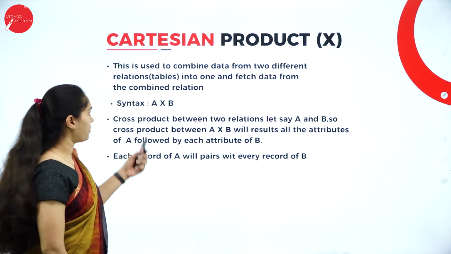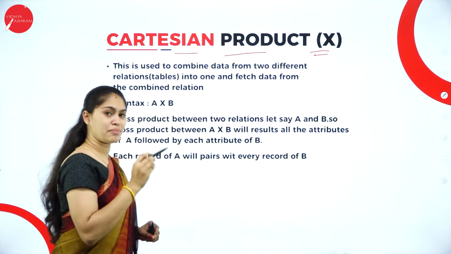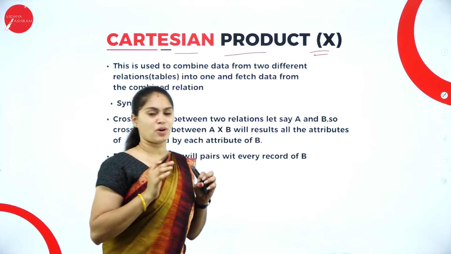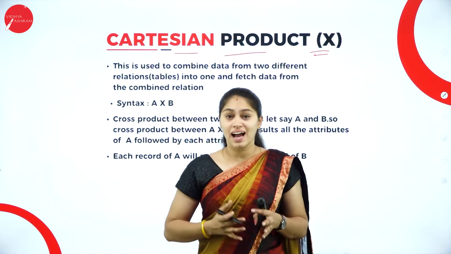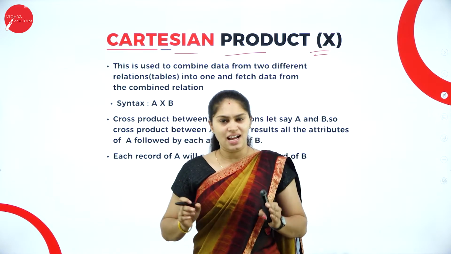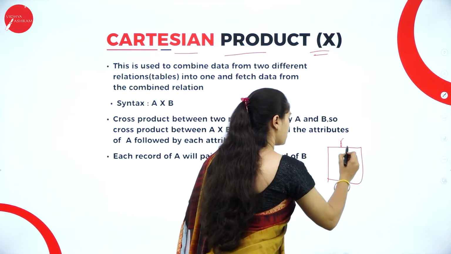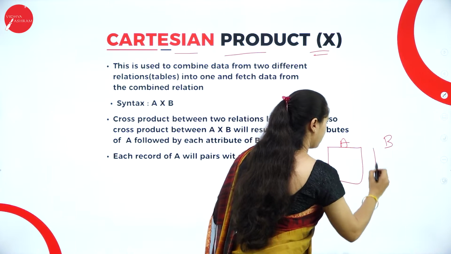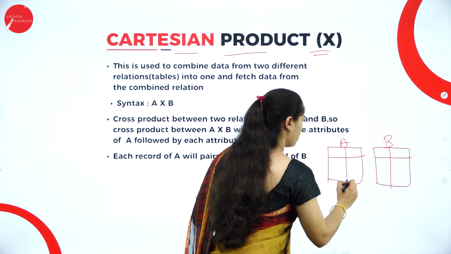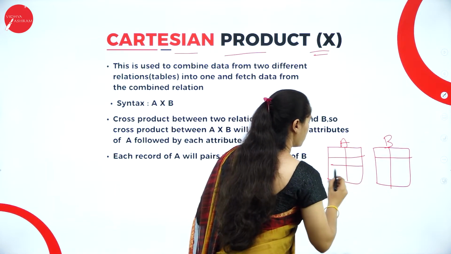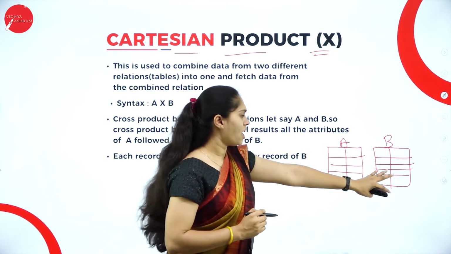We'll see the next operation, that is Cartesian product. For that, we are going to use a symbol called X. Cartesian product in the sense of multiplication, right? So consider I have A relation and B relation. Imagine each has two attributes, and the number of tuples can vary from one relation to another.